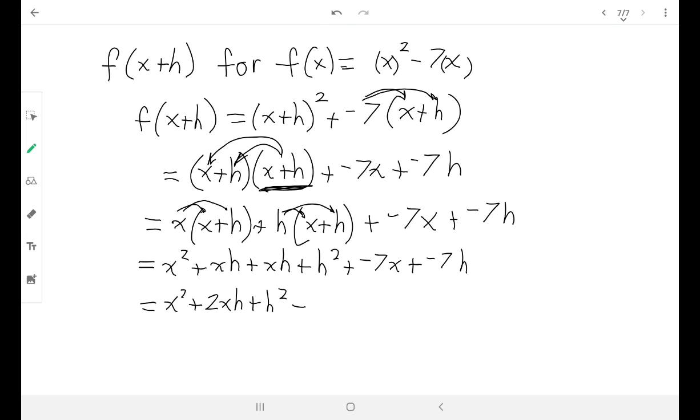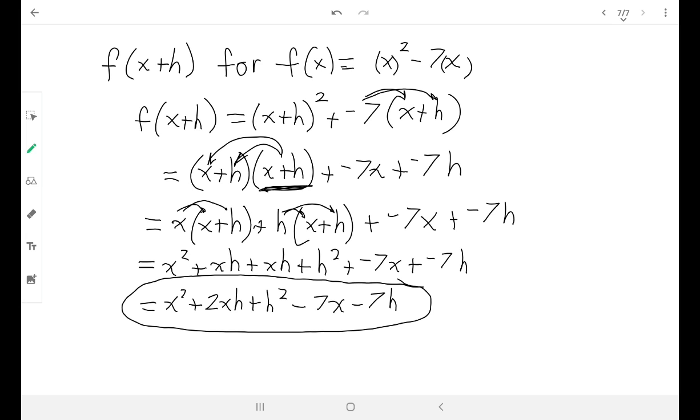I'm going to change that plus negative back into a minus. And I'm going to change this plus negative back into a minus. And I can't put it together any more than that. So that winds up being my answer.